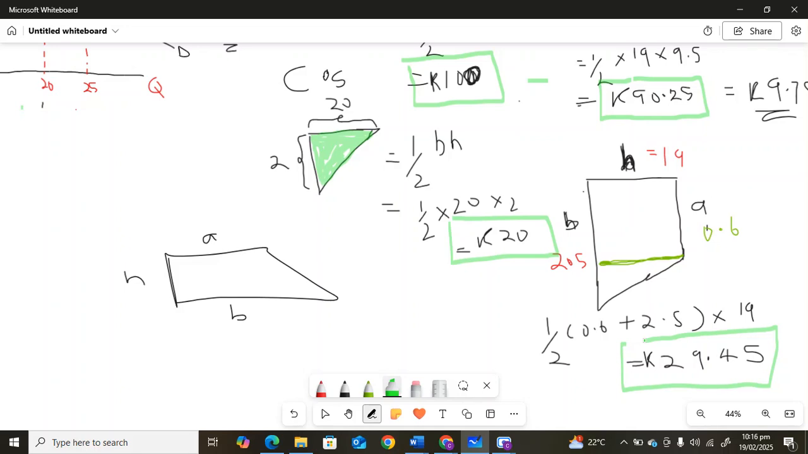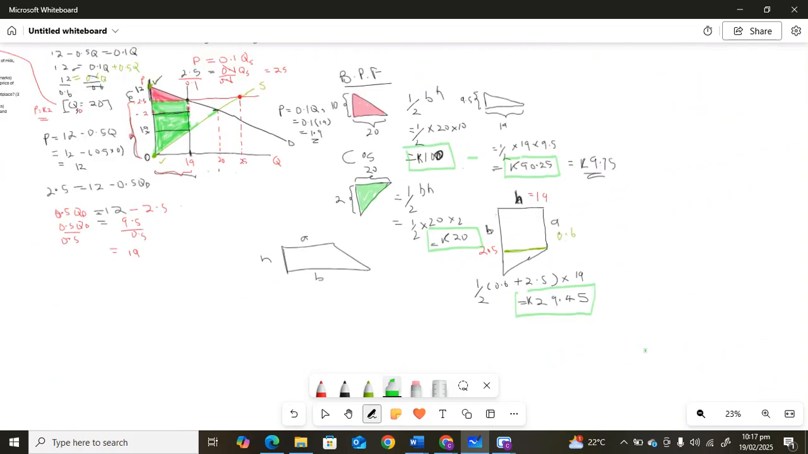So basically what this question is illustrating is that when the price floor is enacted, the sellers or the producers are the ones who benefit, because their benefit increases and the consumer's benefit reduces. So 29.45 minus 20 kwacha is 9.45 kwacha.